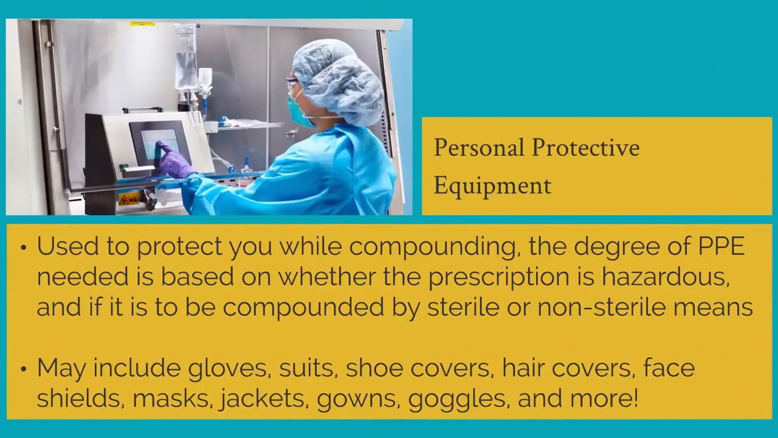We're going to talk a little bit more about personal protective equipment. It's used to protect you while compounding. The degree of PPE needed is based on whether the prescription is hazardous and if it's to be compounded by sterile or non-sterile means. So this may include gloves, suits, shoe covers, hair covers, face shields, masks, jackets, gowns, goggles, and more, just depending on how safe you need to be when making this preparation. So you see a good example in this picture of someone wearing a gown, gloves, hairnet, goggles, a face mask, all of these things to protect her while she's making the medication, but also to protect this sterile medication from getting contaminated.